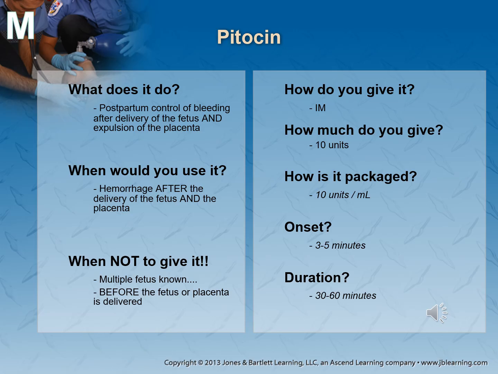So we need to make sure we use it after the delivery of the fetus and the placenta. We need to make sure you have the child and the placenta that come out, and not one and not the other. We should not give it if there are known multiple fetuses. If you have twins or triplets, just know it's a very chaotic birth typically, and we're not going to worry about throwing PIT into this process. We're just going to deliver all these babies and placentas first.